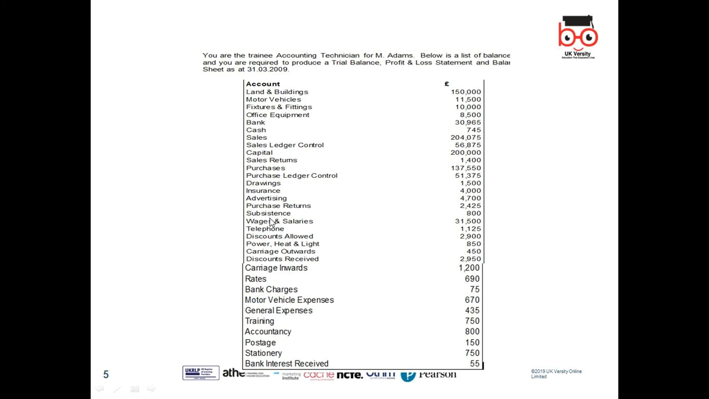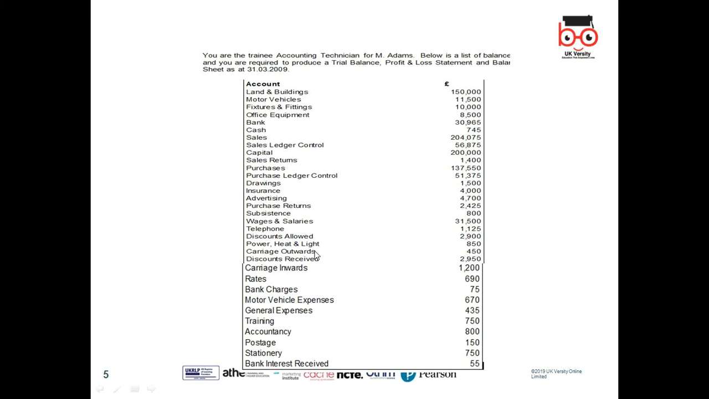So wages and salary is expense for business. Telephone is expense for business. Discount allowed, we are giving, is expense for business. Power heat is expense that goes on the debit side.